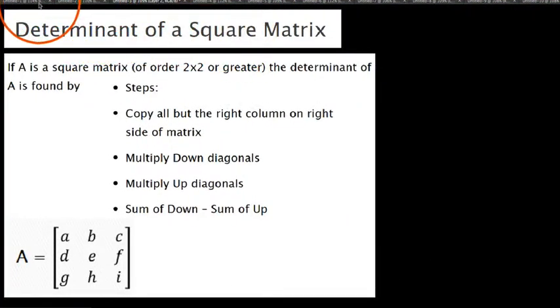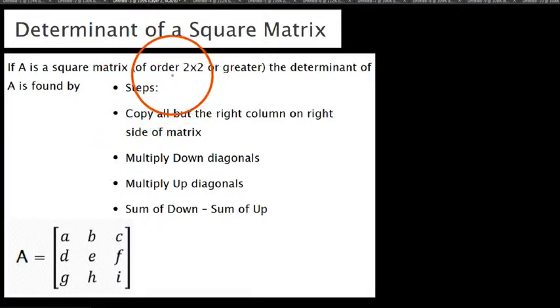Okay, YouTube, in our last video, we introduced the concept of the determinant of a square matrix and mentioned that every square matrix has some real number or scalar associated with it called its determinant. In the last video, we looked at a very specific method for finding the determinant of a 2 by 2 matrix. We say if A is a square matrix of order 2 by 2 or greater, then the determinant of A is found by doing this.